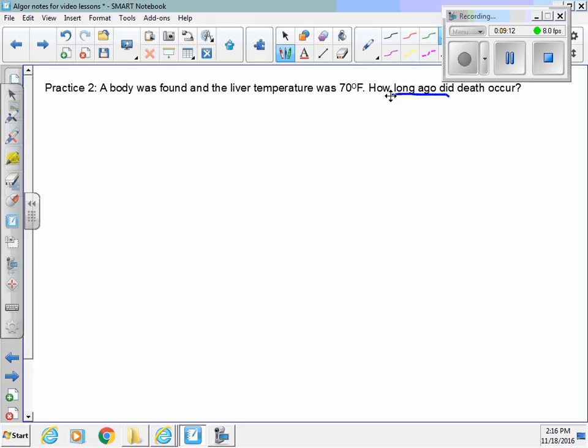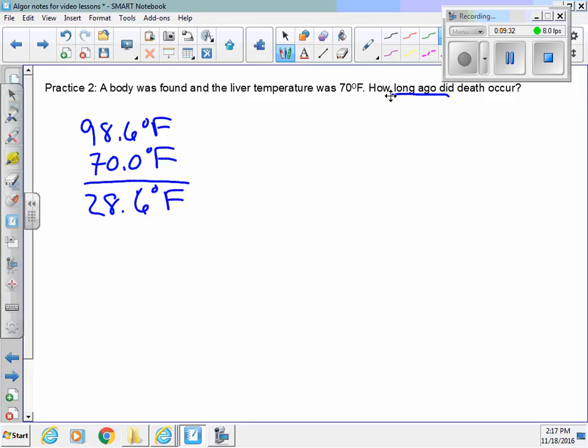The first thing we need to do is find total degrees lost. 98.6 degrees Fahrenheit is our normal body temperature, and this is 70 degrees Fahrenheit. We get 28.6 degrees Fahrenheit is the total degrees lost. And now we ask that crucial question: is this number greater or less than our magic number of 16.8? And we get, yes, this number is greater than 16.8 degrees Fahrenheit. So they have been dead greater than 12 hours.